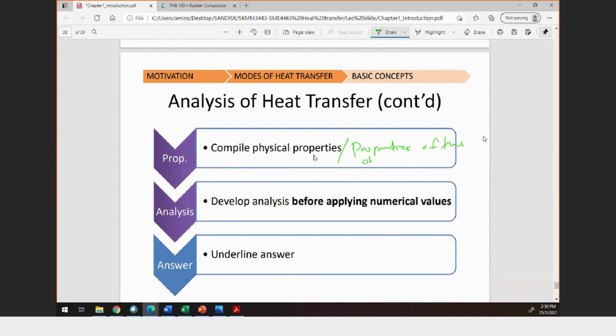This means the properties of the object or surface, whether it is a solid or a fluid, or in the case of radiation, we need a surface. So develop the analysis before applying numerical values. This is just analysis, whether you want to do a simple analysis or a numerical analysis, which probably has more detailed calculation like integration or differentiation.